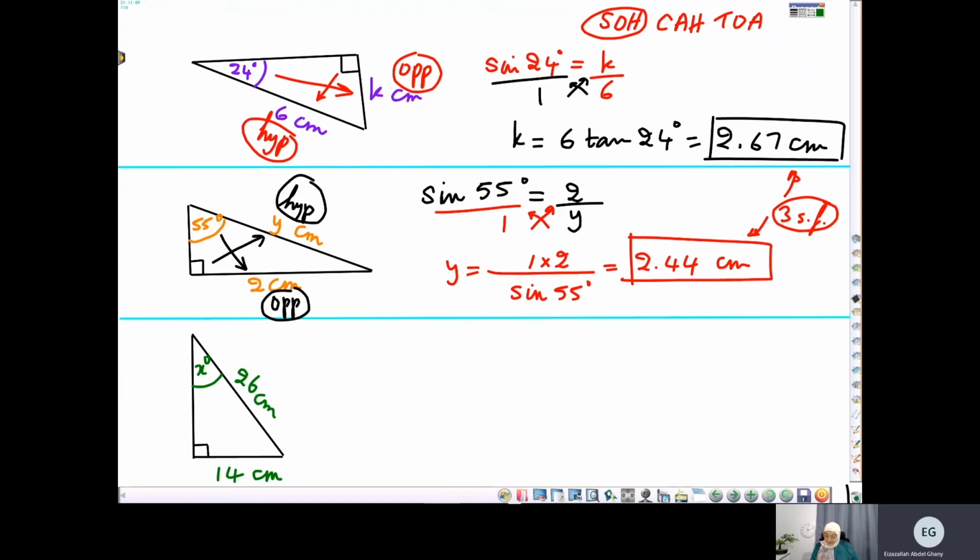Now, does this make sense that k, 2.67 centimeters, is less than the hypotenuse, which is 6? Yes, because hypotenuse is the longest one. Here we have to find the hypotenuse. We got it more than the 2 centimeters. Yes, that's good because hypotenuse should be the longest one. Please always remember this fact. Now, what is the relation between these sides and this? This is the opposite to the angle.